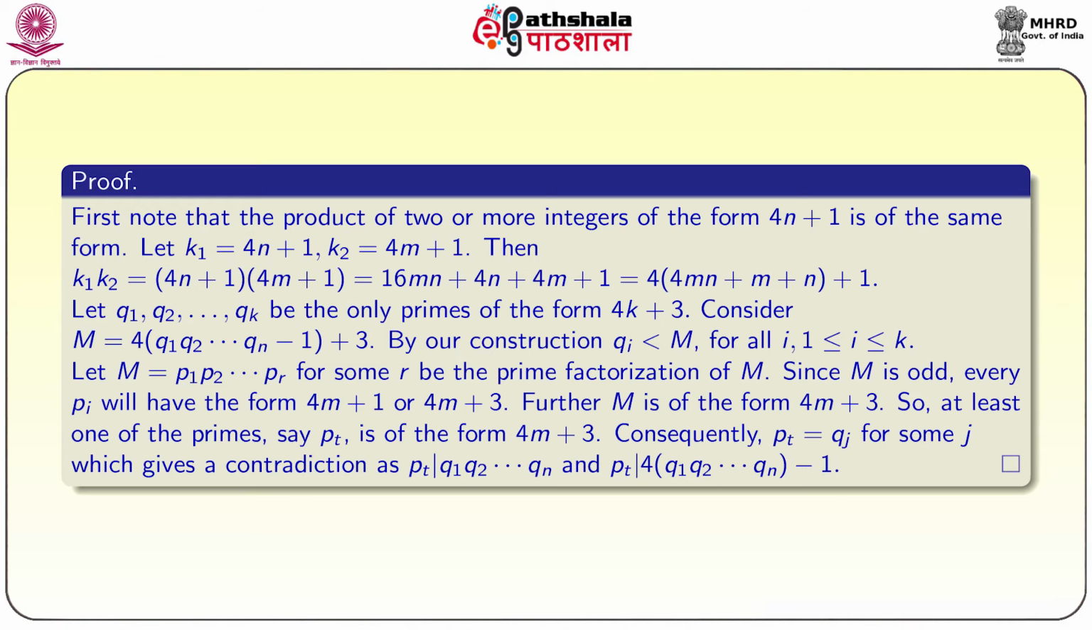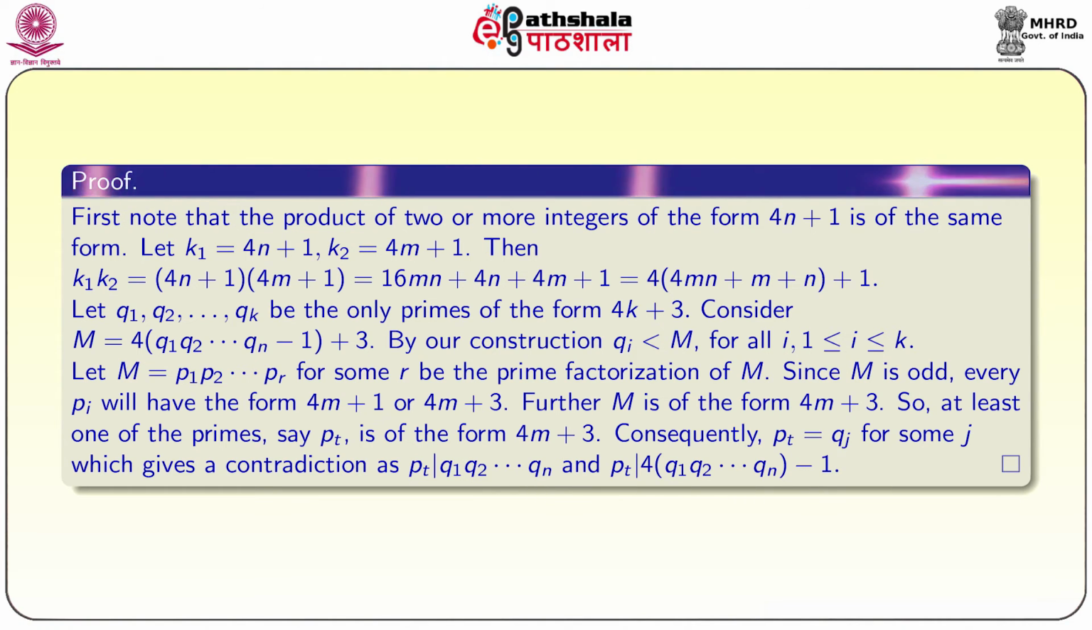So, at least one of the primes, say pt, is of the form 4m plus 3. It is because if all the primes are of the form 4m plus 1, then their product is also of the form 4m plus 1, but n is of the form 4m plus 3. So, one of the primes is of the form 4m plus 3, but we have only a finite number of primes of the form 4m plus 3: q1, q2 and so on qk.